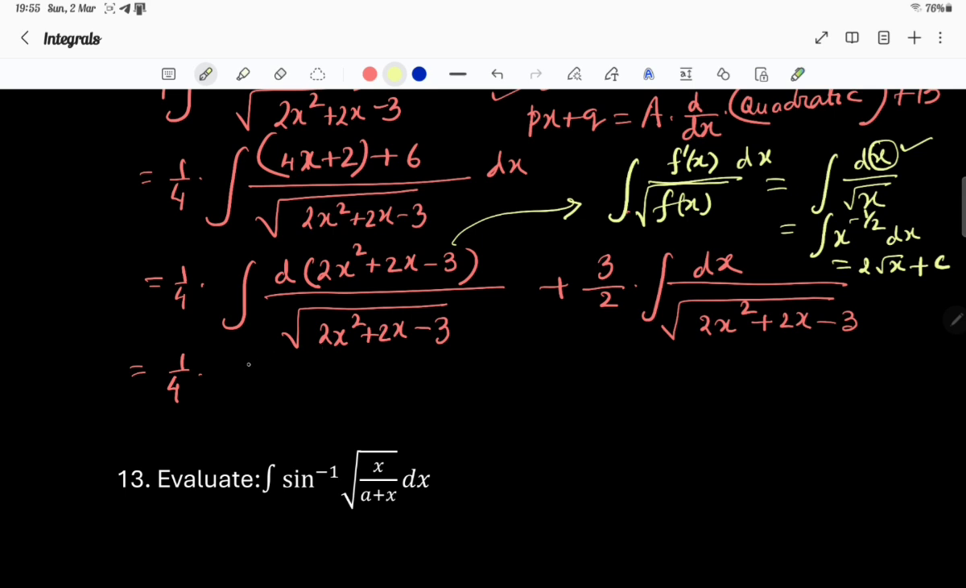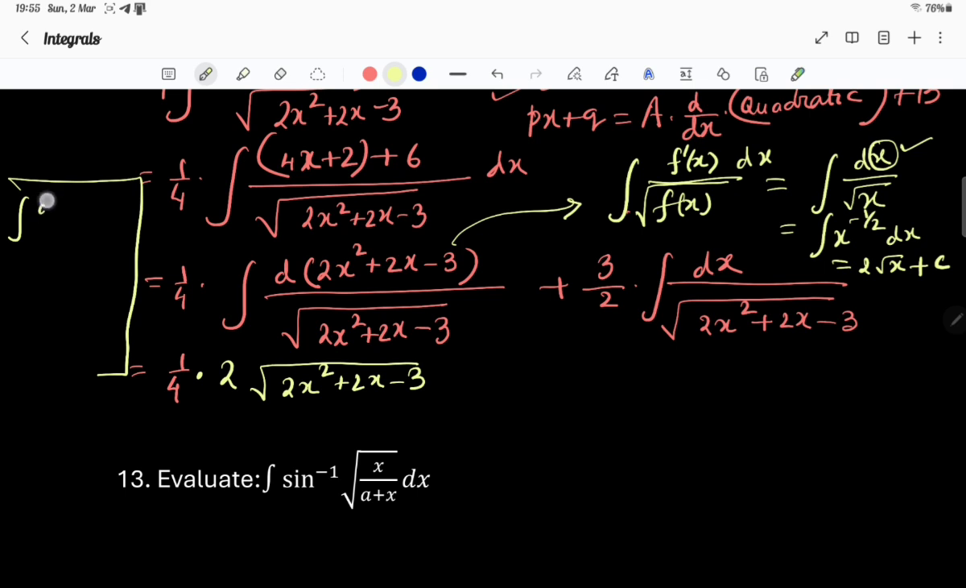So in that case we will write 2 root over the denominator function, 2x square plus 2x minus 3. Always remember one note I am making here: if integration of d of fx in the numerator, where d of fx means the derivative operator, is divided by square root of fx, in that case you will write directly 2 root over fx plus c. This is a shortcut I am saying, if you can remember it. 2 gets cancelled out, 2 to the 4, understood.